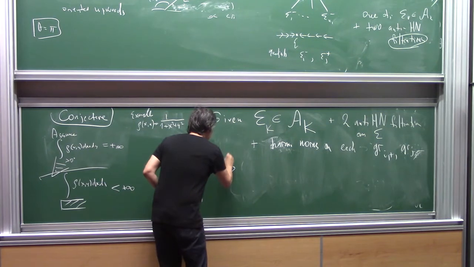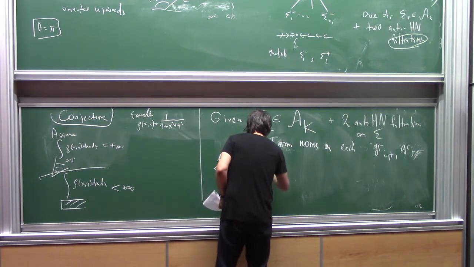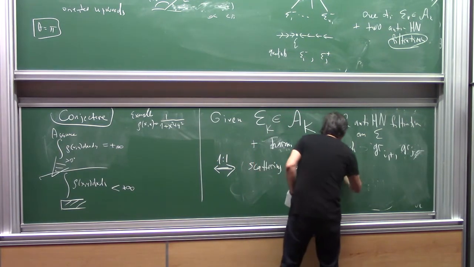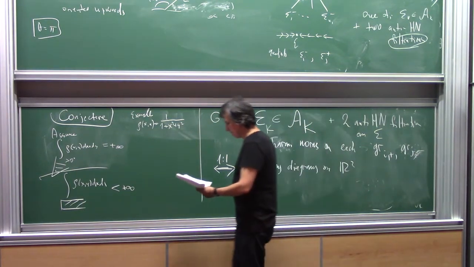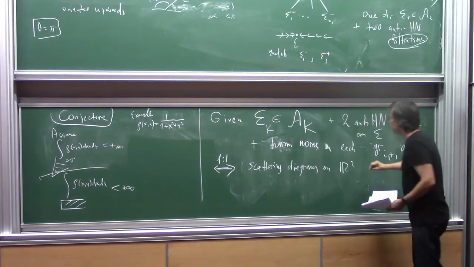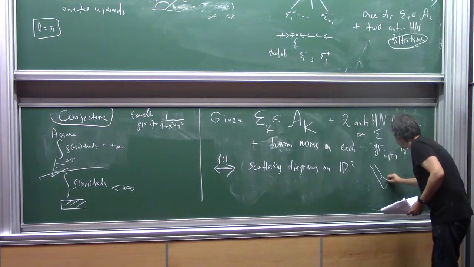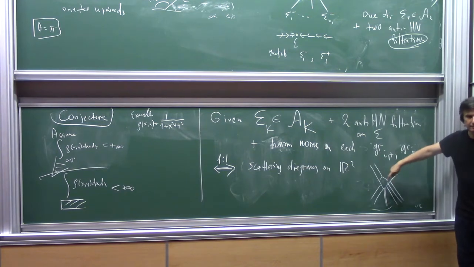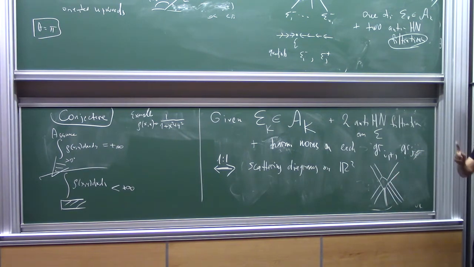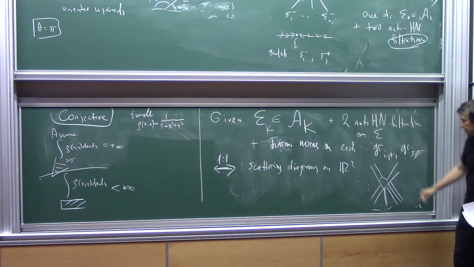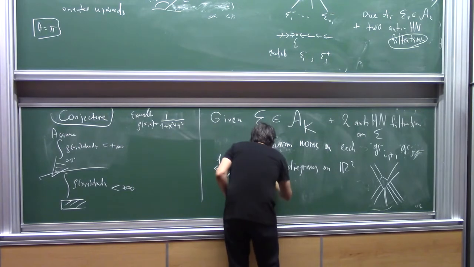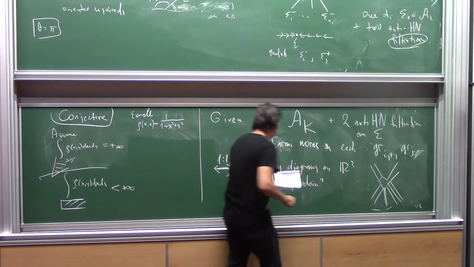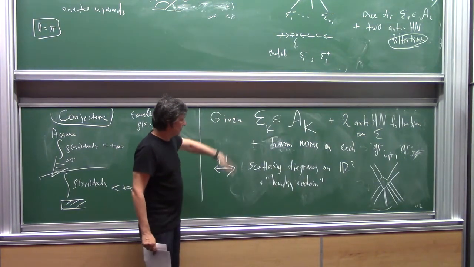This should be in one-to-one correspondence with scattering diagrams on R2, which look like this. These will be non-compact scattering diagrams. You'll get finitely many groups of parallel rays going to infinity, in exactly this direction, plus some kind of bounded patching, which I will explain in a few minutes. So this would really be a one-to-one correspondence.